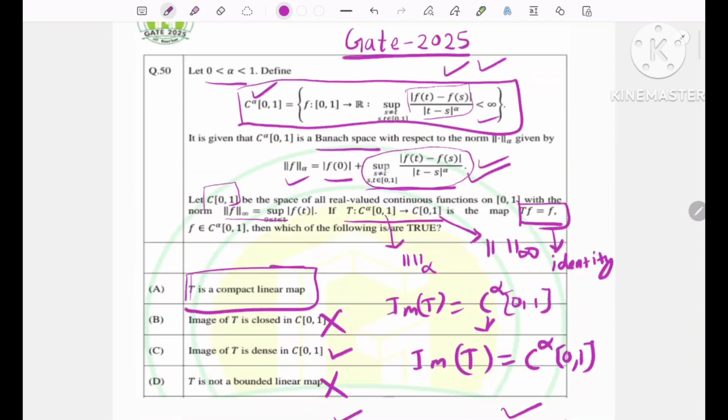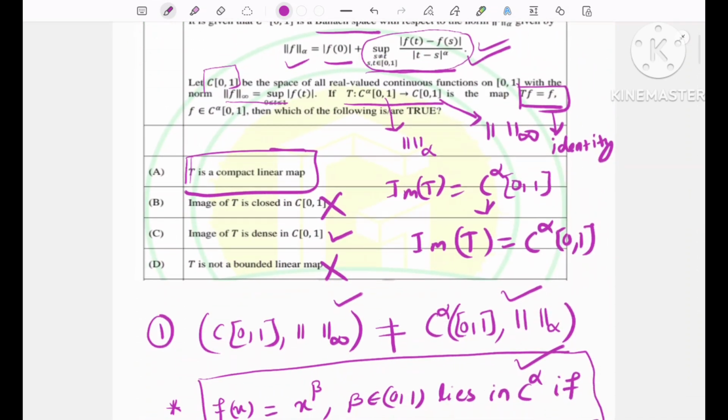Now we have completely finished the question. T is a compact linear operator. It is true, so option A is true. Option B is false, and option D is false. A and C are true.